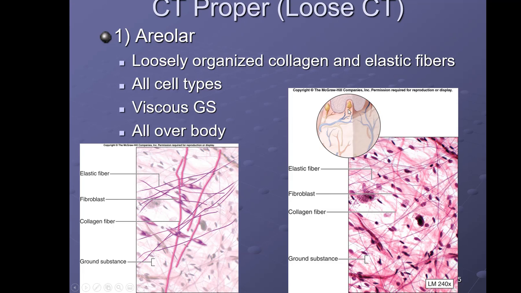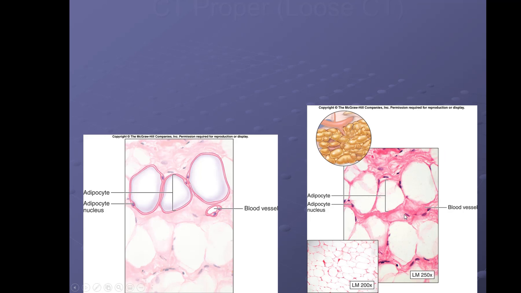So remember I mentioned previously that the skin had two layers, an epidermis, which was epithelial tissue, and then this dermis, which is connective tissue. So there's actually two parts to the dermis. We'll learn more about this when we cover the integumentary system, but one of those parts is made up of areolar. And you can clearly see the different fibers, the cells. Most of these cells you're seeing here are fibroblasts.